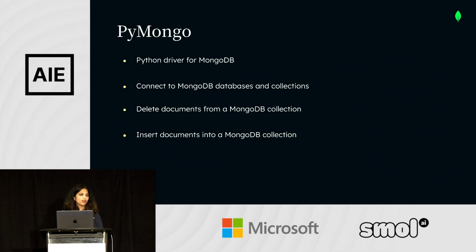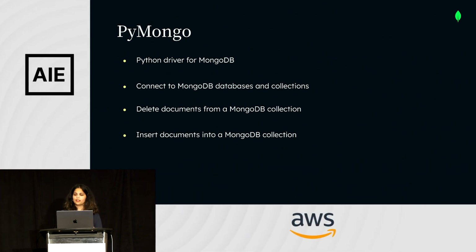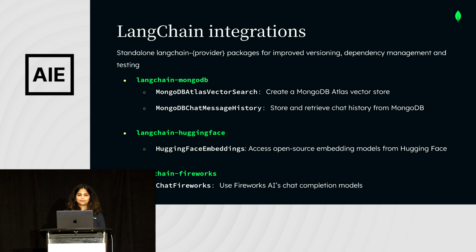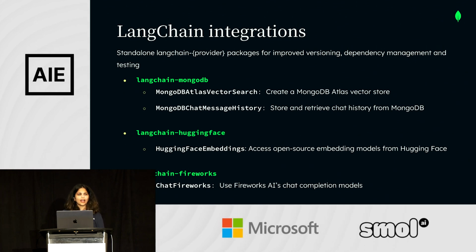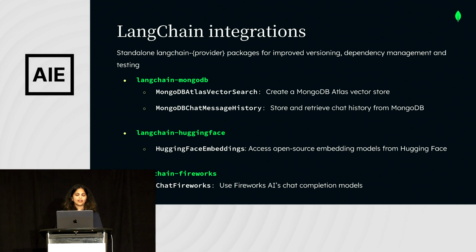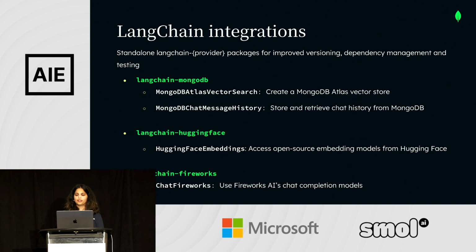We'll also be using PyMongo, which is the Python driver for MongoDB. We'll use it to connect to MongoDB databases and collections, and also delete and insert documents from and to MongoDB to build the knowledge base for our agent. We'll also be using a few LangChain integrations, which are essentially standalone packages for third-party providers, such as MongoDB in LangChain, to make things like versioning, dependency management, and testing easier. So we'll use the LangChain MongoDB integration to use MongoDB Atlas as a vector store, and also to store and retrieve chat history for the agent.